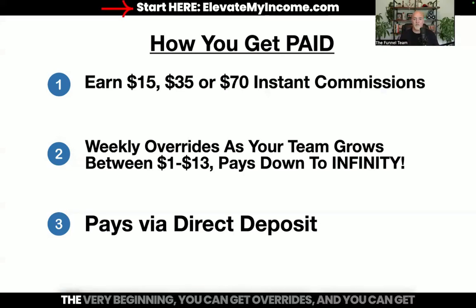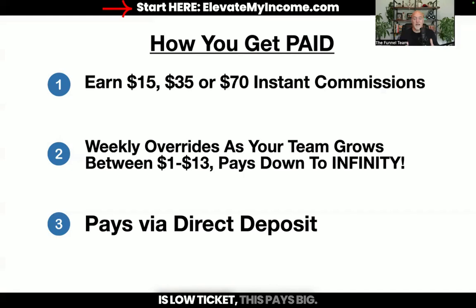Now, what's really cool is as your team starts to build and grow and duplicate, just like I showed you right at the very beginning, you can get overrides, and you can get anywhere from about $1 all the way up to $13 overrides, and that can pay down to infinity. So depending on your rank and how much action you take, you can earn a lot of money with the myEcon comp plan as you start to rank up. Trust me, my friends, even though this is low ticket, this pays big. We have multiple 5 and some 6-figure monthly earners inside of myEcon.